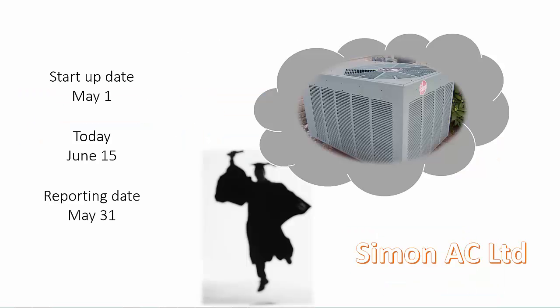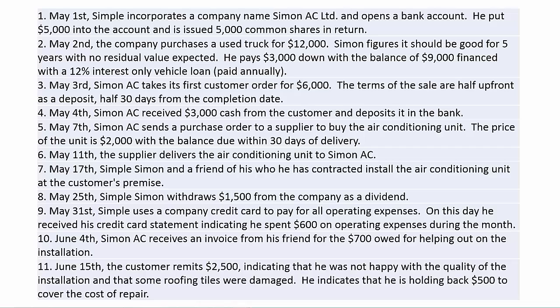To bring you up to speed quickly, Simple Simon incorporated a company on May 1st. Now, a month and a half later, he needs financial statements for his first month of operations. Oh, by the way, the company sells air conditioners. These were the transactions we analyzed in our last lesson. Pause the video and review the listing if you missed that lesson. From this point on, I'm going to switch over to Excel to show you how to post these transactions.